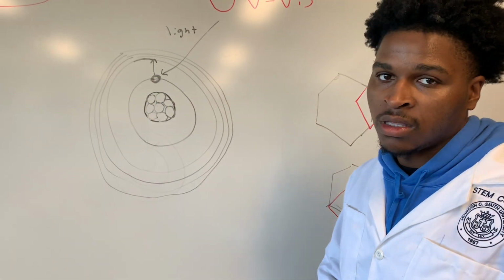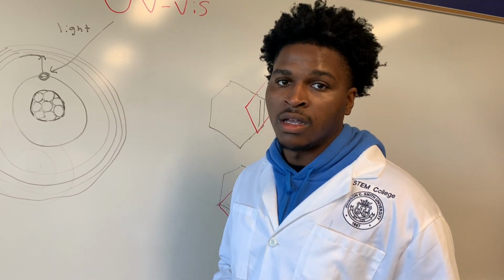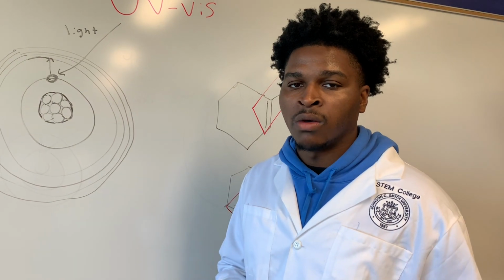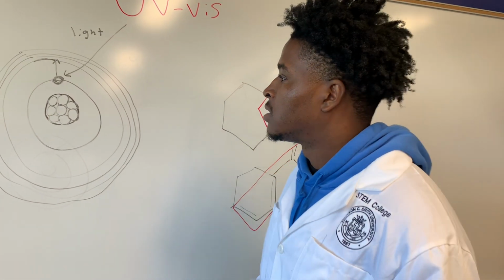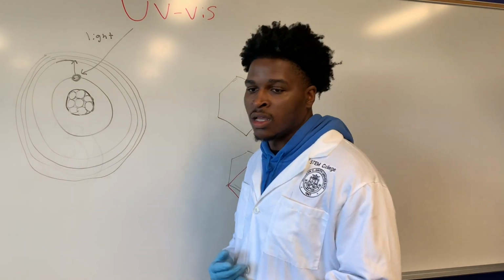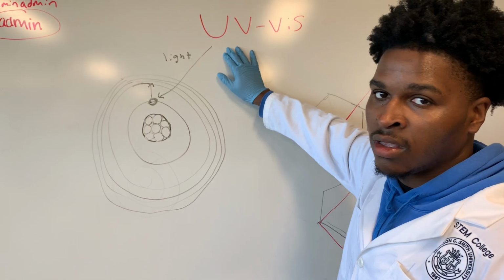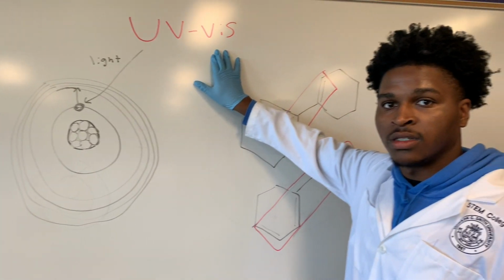And that's basically what the UV-Vis is measuring. What type of light does the element, the compound, absorb? And so in this case, this instrumentation looks at the absorbed light in either the UV or visible light range.